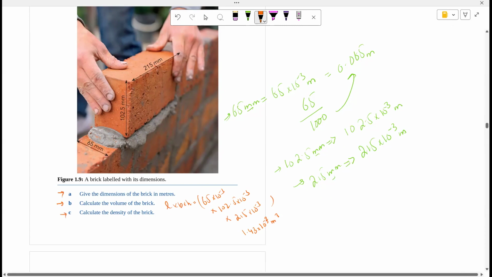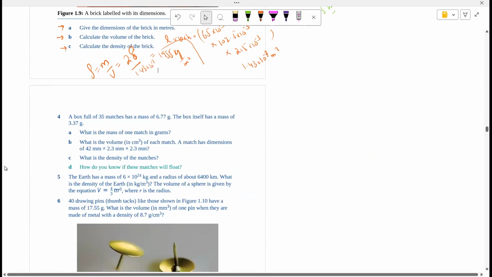Lastly, it asked us to calculate the density. What is density equal to? Mass over volume. What is the value of mass? 2.5, that was it, right? No, 2.8, and the volume came out to be 1.43 into 10⁻³. This would give us an answer of 1955 kilograms per meter cube. Check the answers quickly, beta. I did this in class, so I have the answers, that's why I'm writing it down like this.